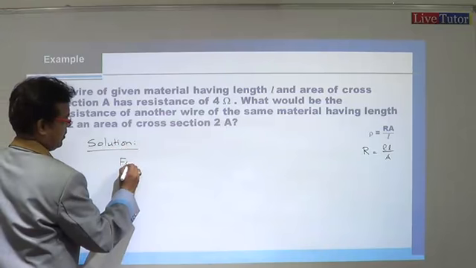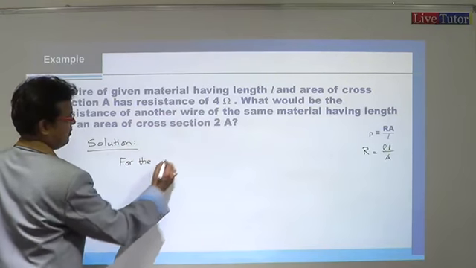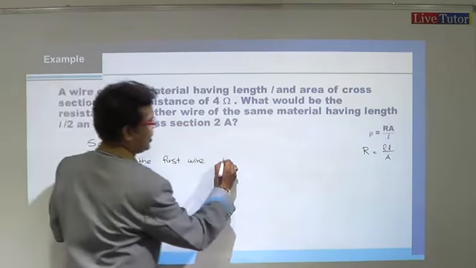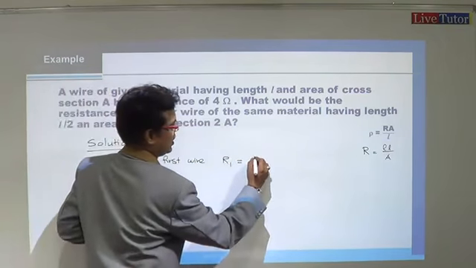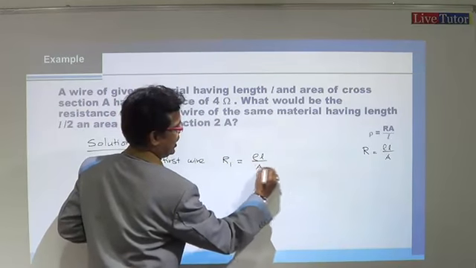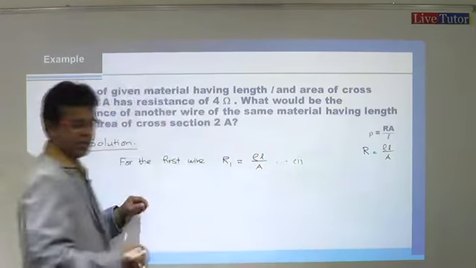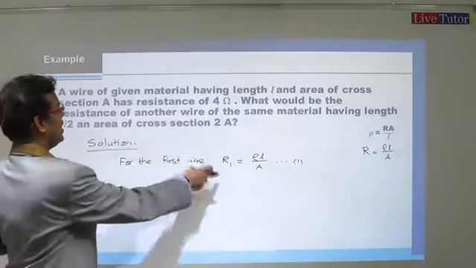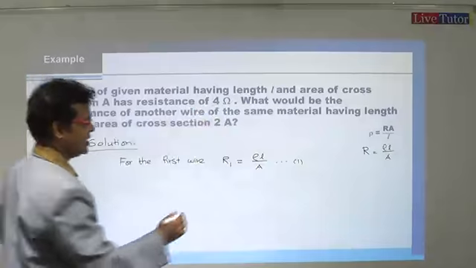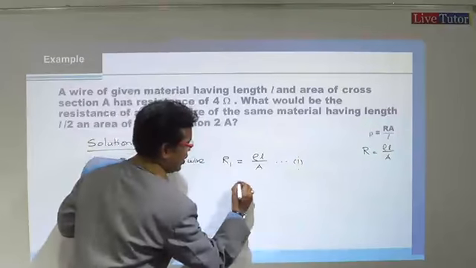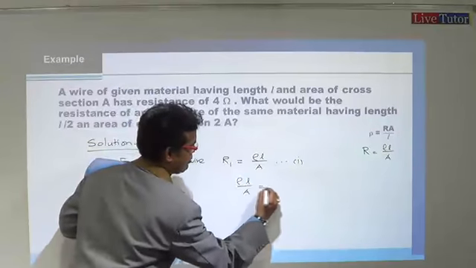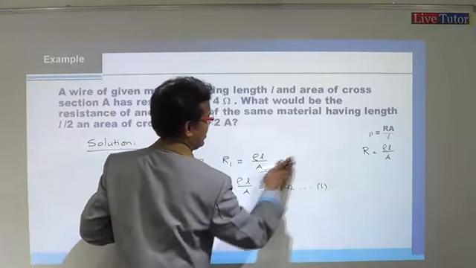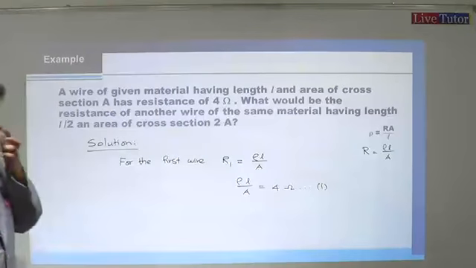For the first wire, R1 is equal to rho L by A. Take this as equation 1. Since the resistance is given, we can say rho L by A is equal to 4 ohms. You can take this as equation 1, need not be, because we need the values only.